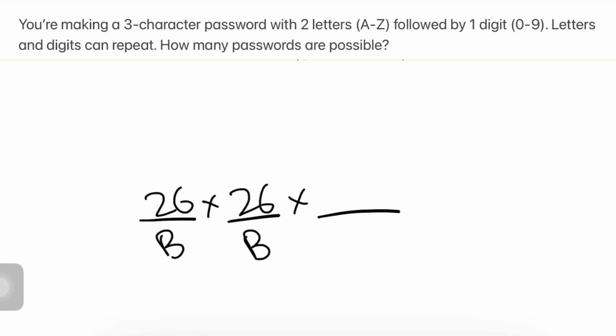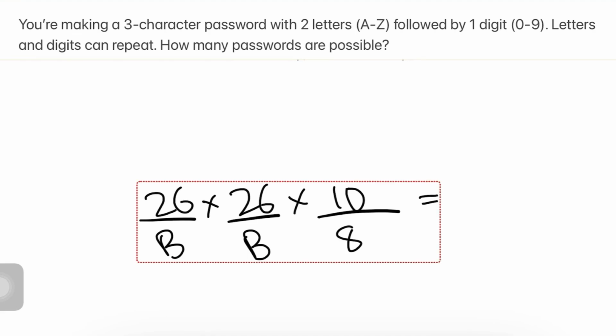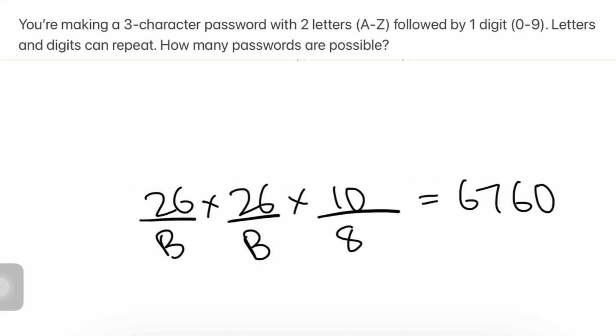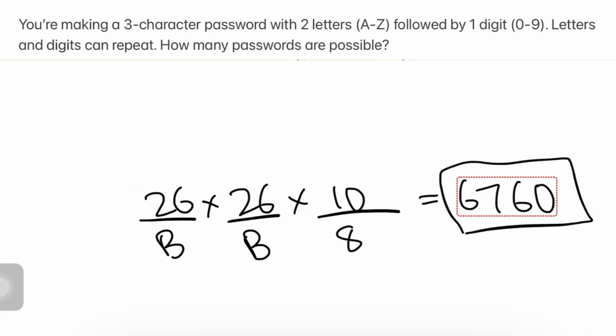And for the last one, the third spot, it has to be a digit from 0 to 9. So that's 10 choices since there's 10 digits from 0 to 9 inclusive. So this could be like 8, just for an example. And now after we multiply all of this together, I know 26 squared is 676, and that times 10 is 6760. And that should be your final answer for how many passwords are possible.